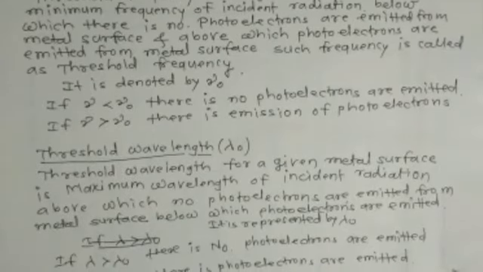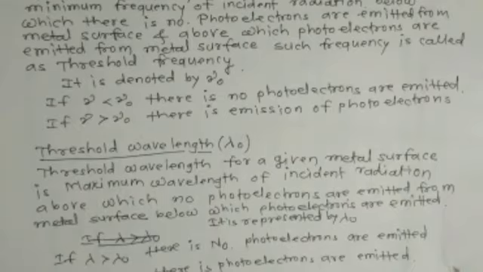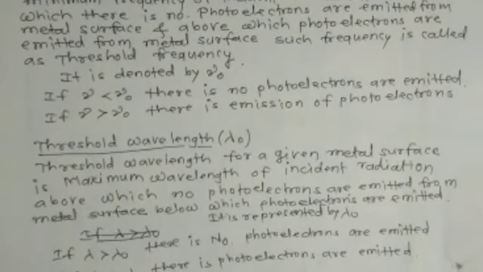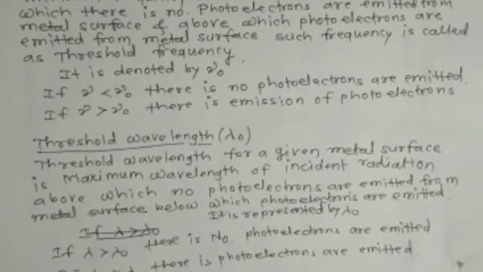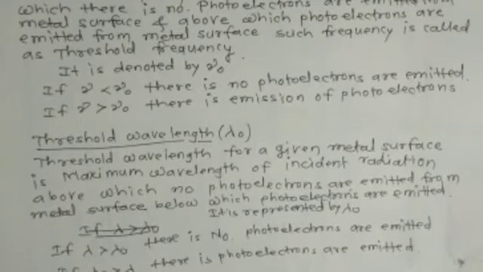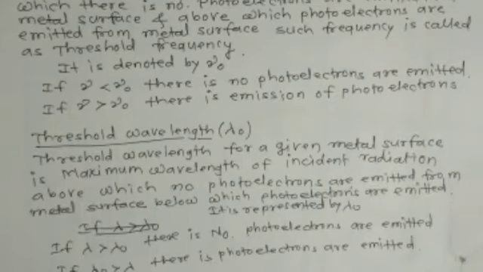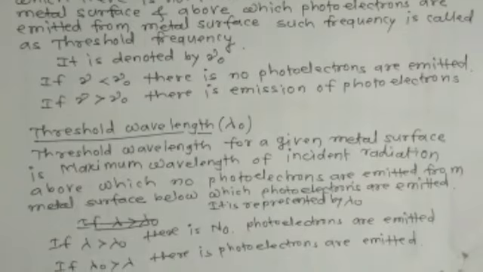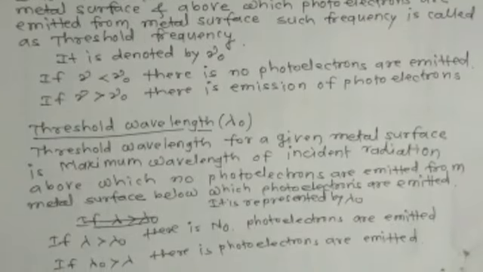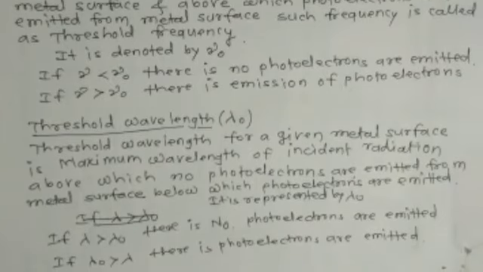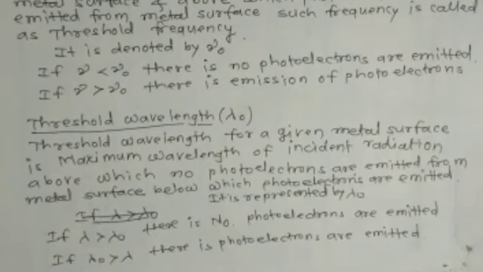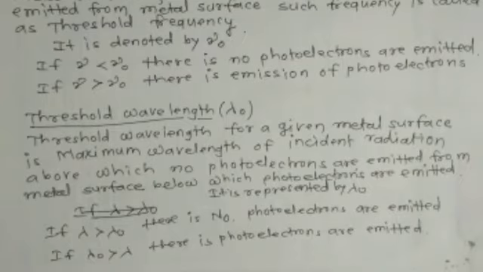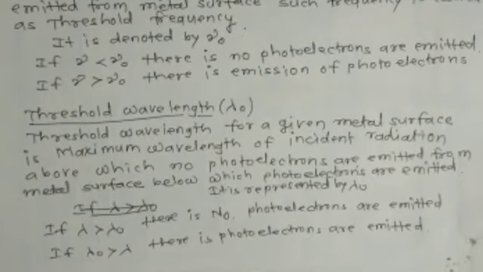The second term, that is threshold wavelength. Threshold wavelength for a given metal surface is the maximum wavelength of incident radiation above which no photoelectrons are emitted from the metal surface, below which photoelectrons are emitted. It is represented by lambda 0. If lambda is greater than lambda 0, no photoelectrons are emitted. But if lambda 0 is greater than lambda, photoelectrons are emitted.